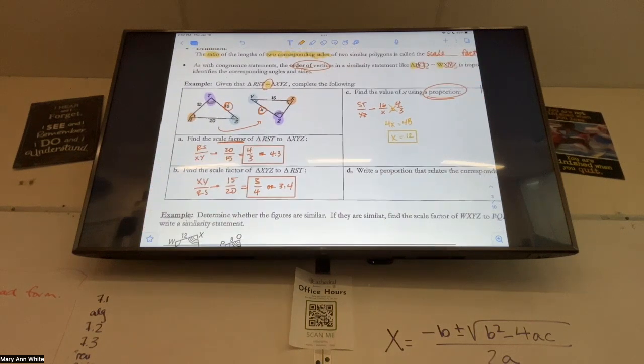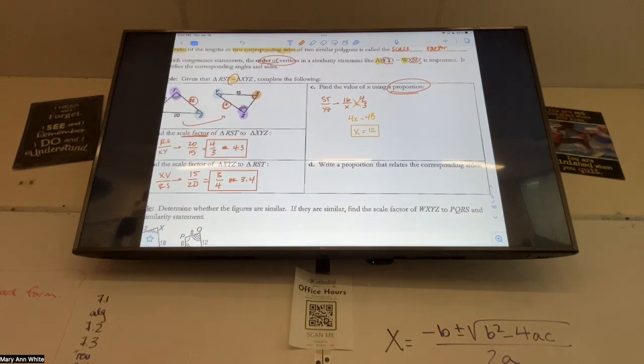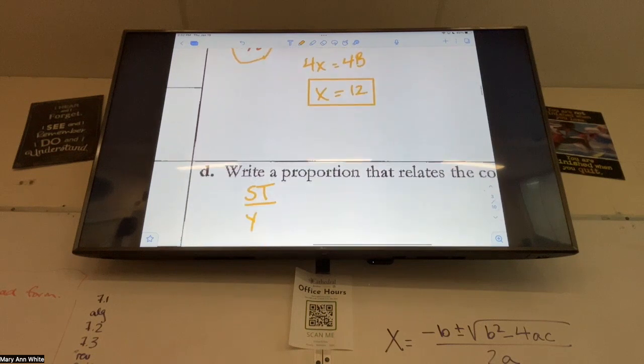The last thing says write a proportion that relates the corresponding sides. So just like I wrote this fraction, I'm going to write 2 more with all of the sides relating to each other, okay? We're not going to solve this proportion, we're just going to write it so we see how they're related. ST over YZ. What's another set of sides that's related just like ST and YZ are?